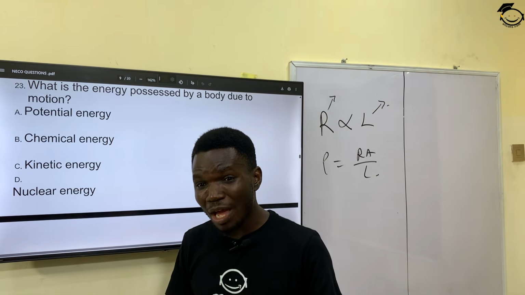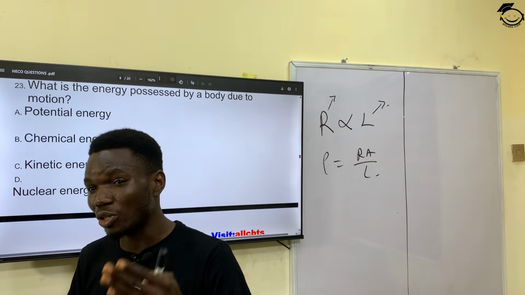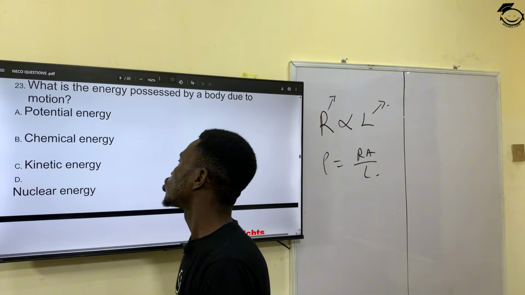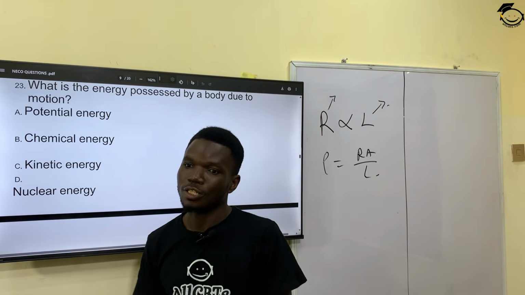So that is also question number 23, which says, what is the energy possessed by a body due to motion? Whenever a body is in motion, the energy possessed by the body is called kinetic energy, because kinetic energy is energy due to motion, and that is option C.